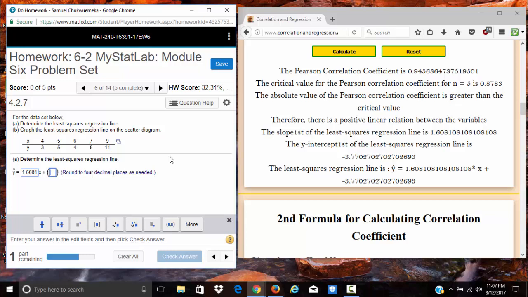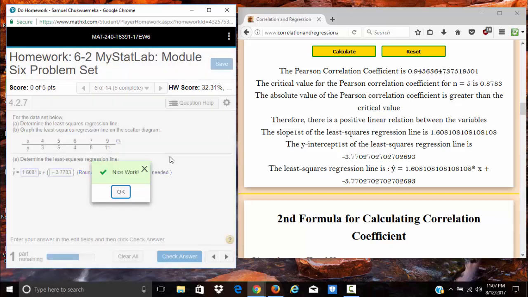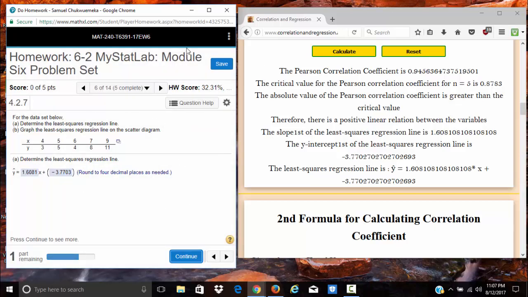Okay, so that's our slope, 1.6081. And the y-intercept will be negative 3.7703. Okay? That's it for the least squares regression line.